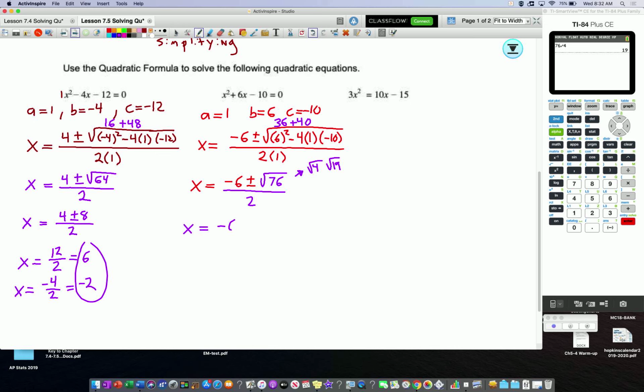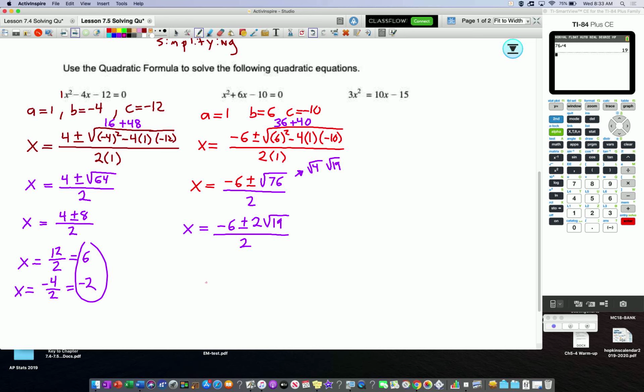So x equals negative 6 plus or minus, well, the square root of 4 is 2. So I get 2 square roots of 19. It's the same thing as the square root of 76, it just looks different. Now it's all being divided by 2. The reason we do that is it helps us simplify it.